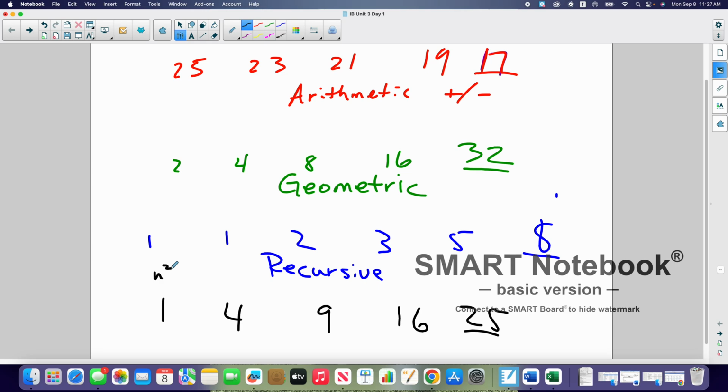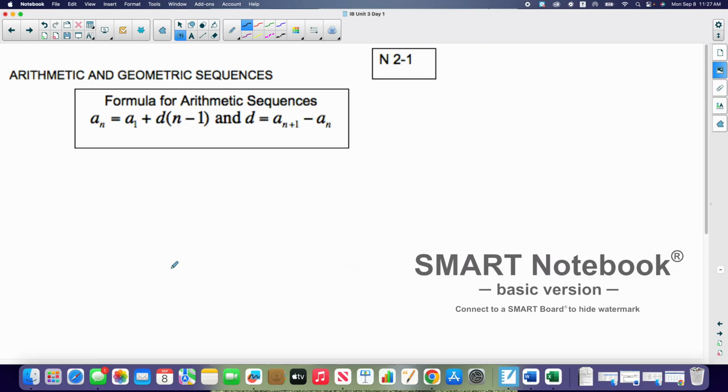Okay? Today our focus is going to be on arithmetic. That's where we're going to look to start. On your formula page, this is the formula for arithmetic sequence. You have this in the little blue formula sheet that I gave you.